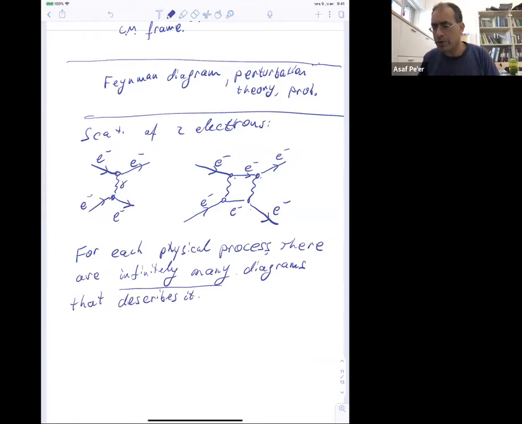So in principle, we need to sum them all. When I say sum them all, remember, these are just a mathematical tool that helps us calculate the probability of this process to happen. Each of these diagrams essentially will tell us a number, which will be a probability, or the probability of a decay of a particle to another particle, from which we should be able to calculate the mean lifetime. So when we have infinitely many diagrams, we need to sum the probabilities of all these diagrams.